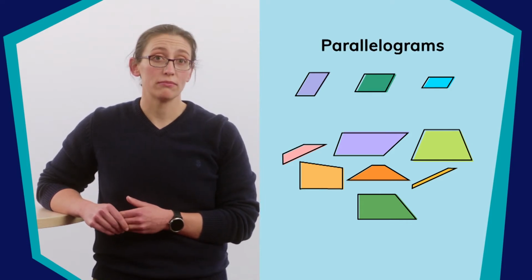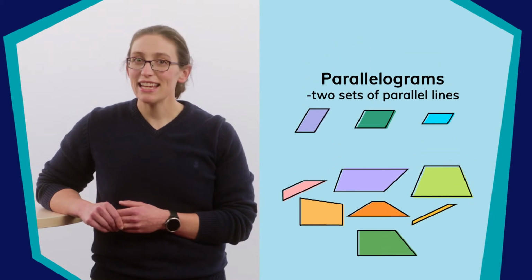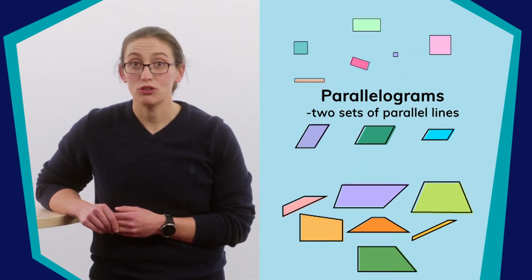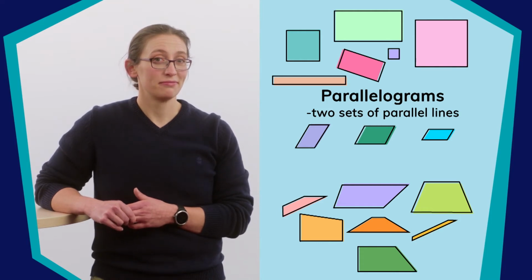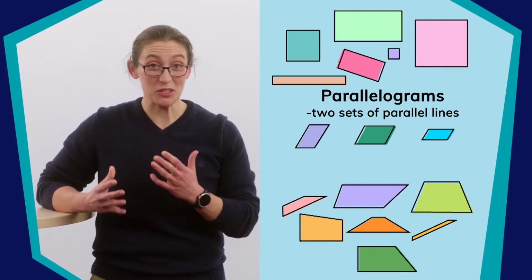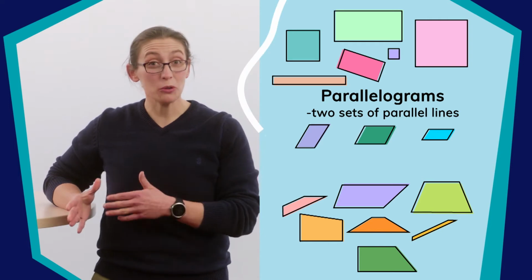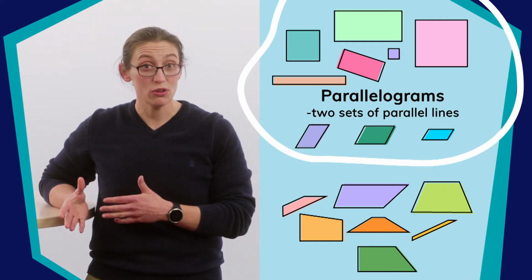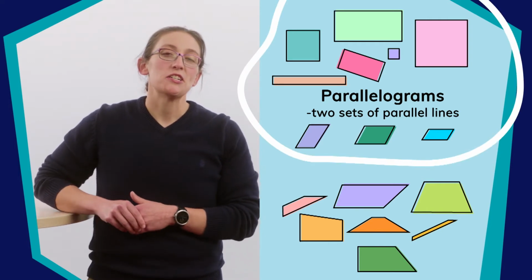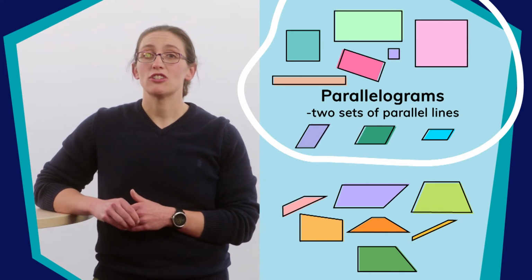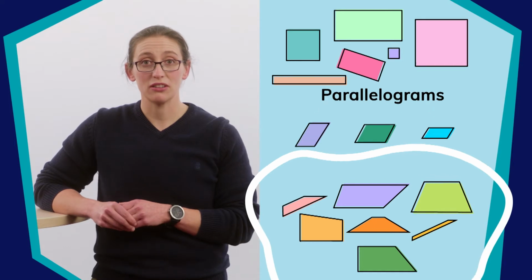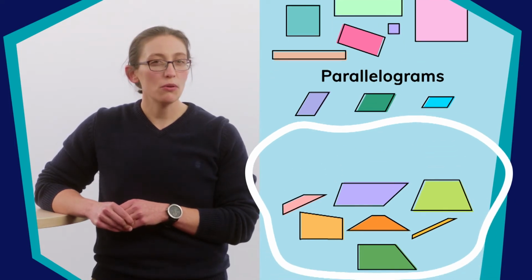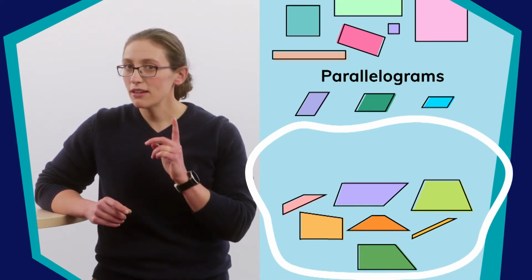Two sets of parallel lines would be a parallelogram. Do you see any other figures that have two sets of parallel lines? Isn't it cool that squares and rectangles meet the requirements of the parallelogram too? So now let's transition to talking about those shapes over here that have one set of parallel lines. Do you know what we would call those? Would you tell me?